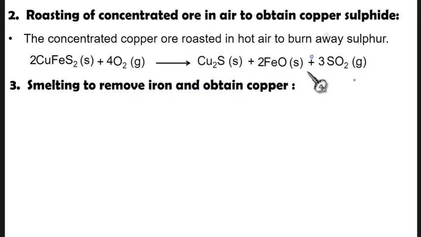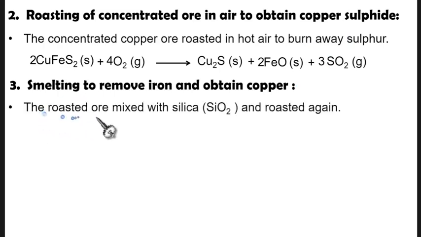This is the only thing which escapes, because this is the gas. Now, what happens during smelting is this. The roasted ore is mixed with silica, which is actually sand, and roasted again under the smelting process.